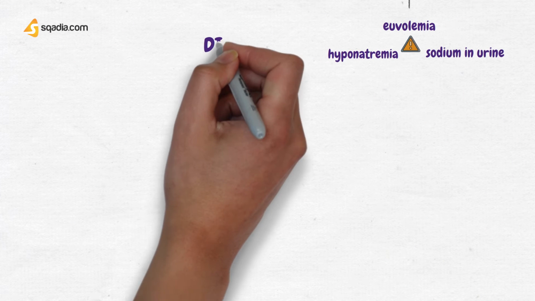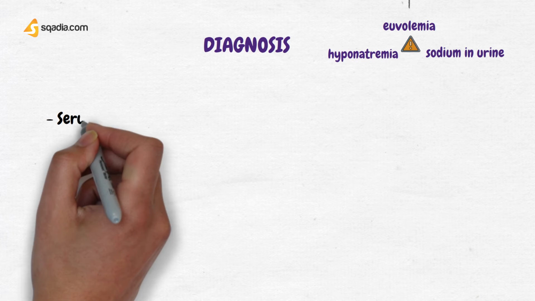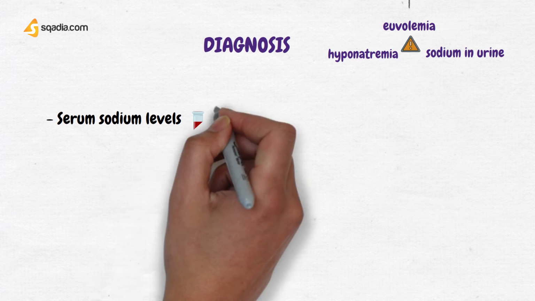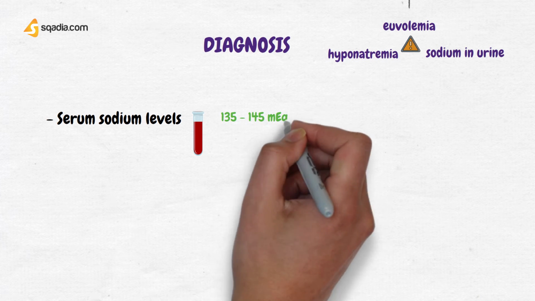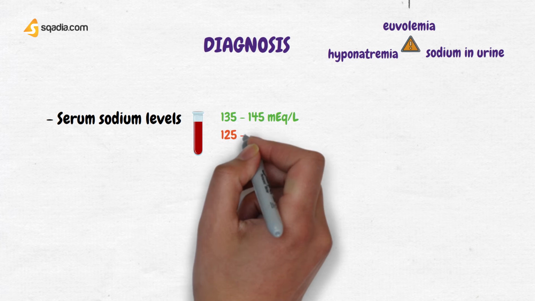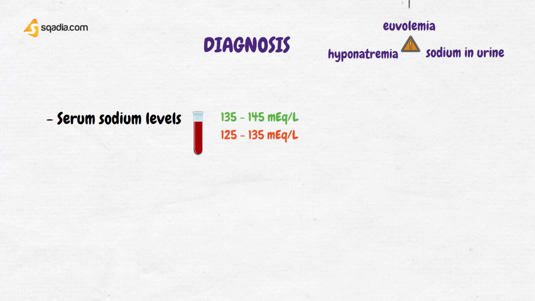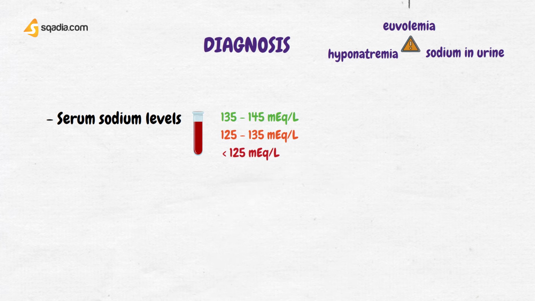Now, how do you diagnose SIADH? Keeping in mind the important characteristics, sodium levels in serum can be measured. The normal range for serum sodium is 135 to 145 milliequivalents per liter. Low sodium in the range of 125 to 135 milliequivalents per liter can account for initial symptoms, and severe hyponatremia is seen when sodium levels are less than 125 milliequivalents per liter.